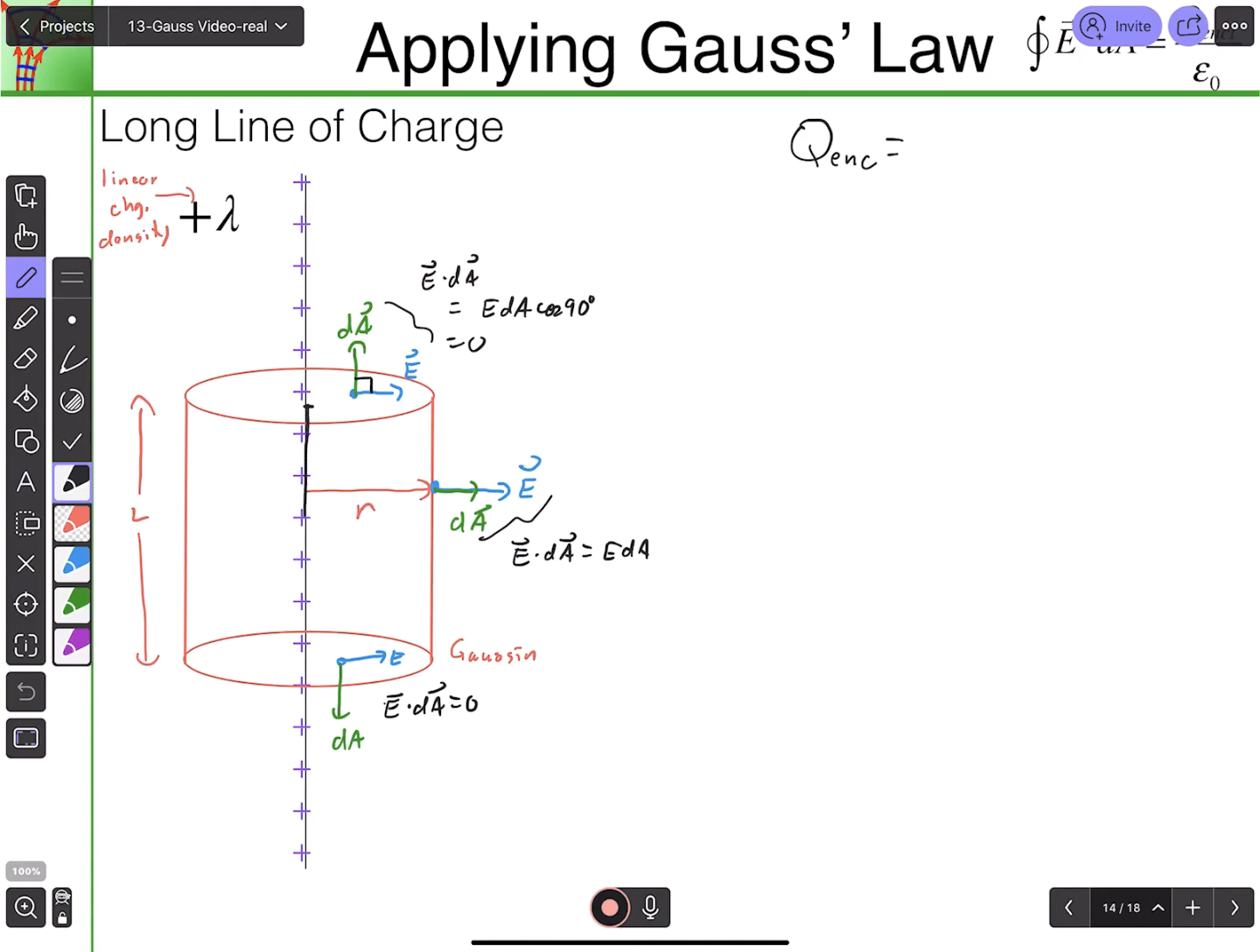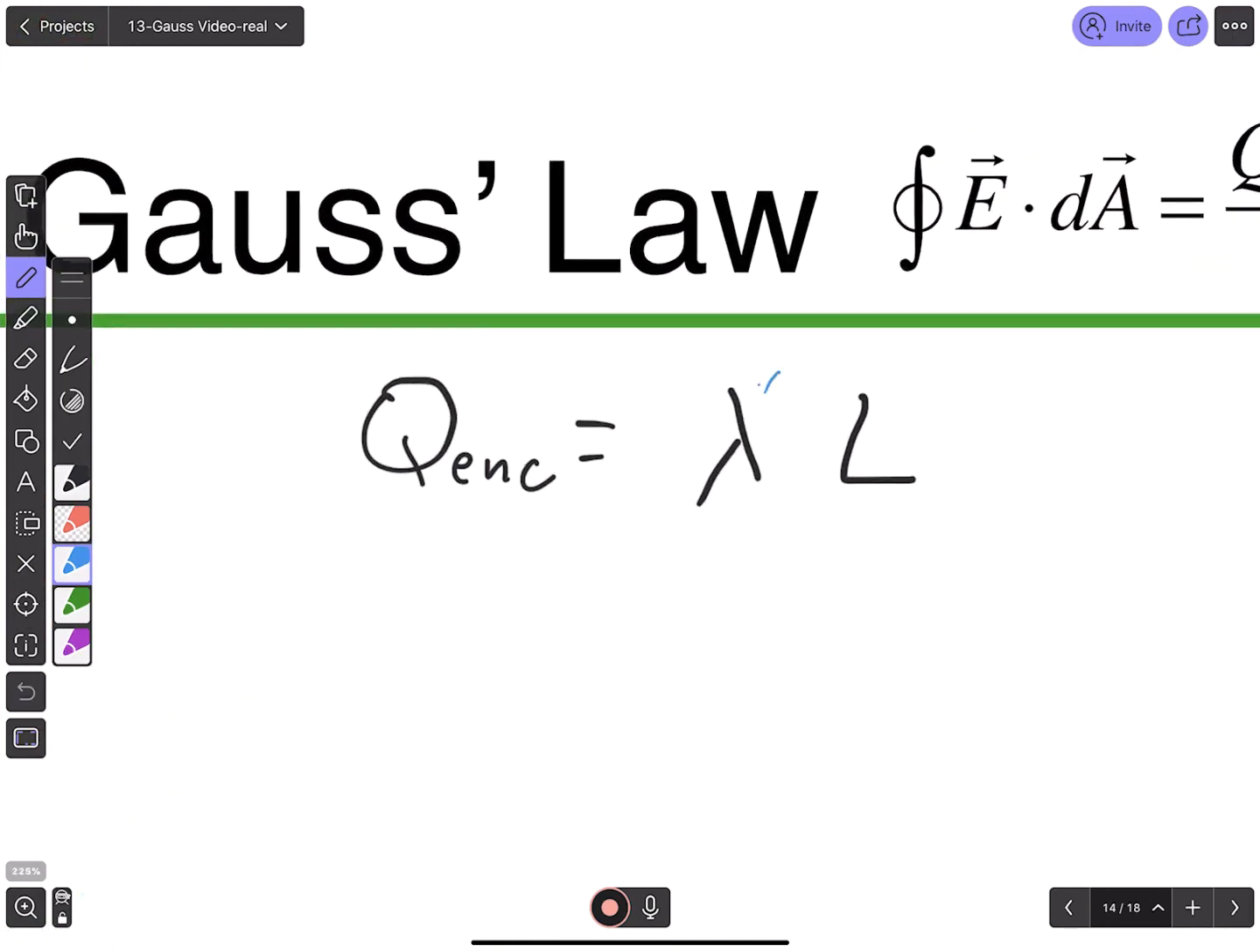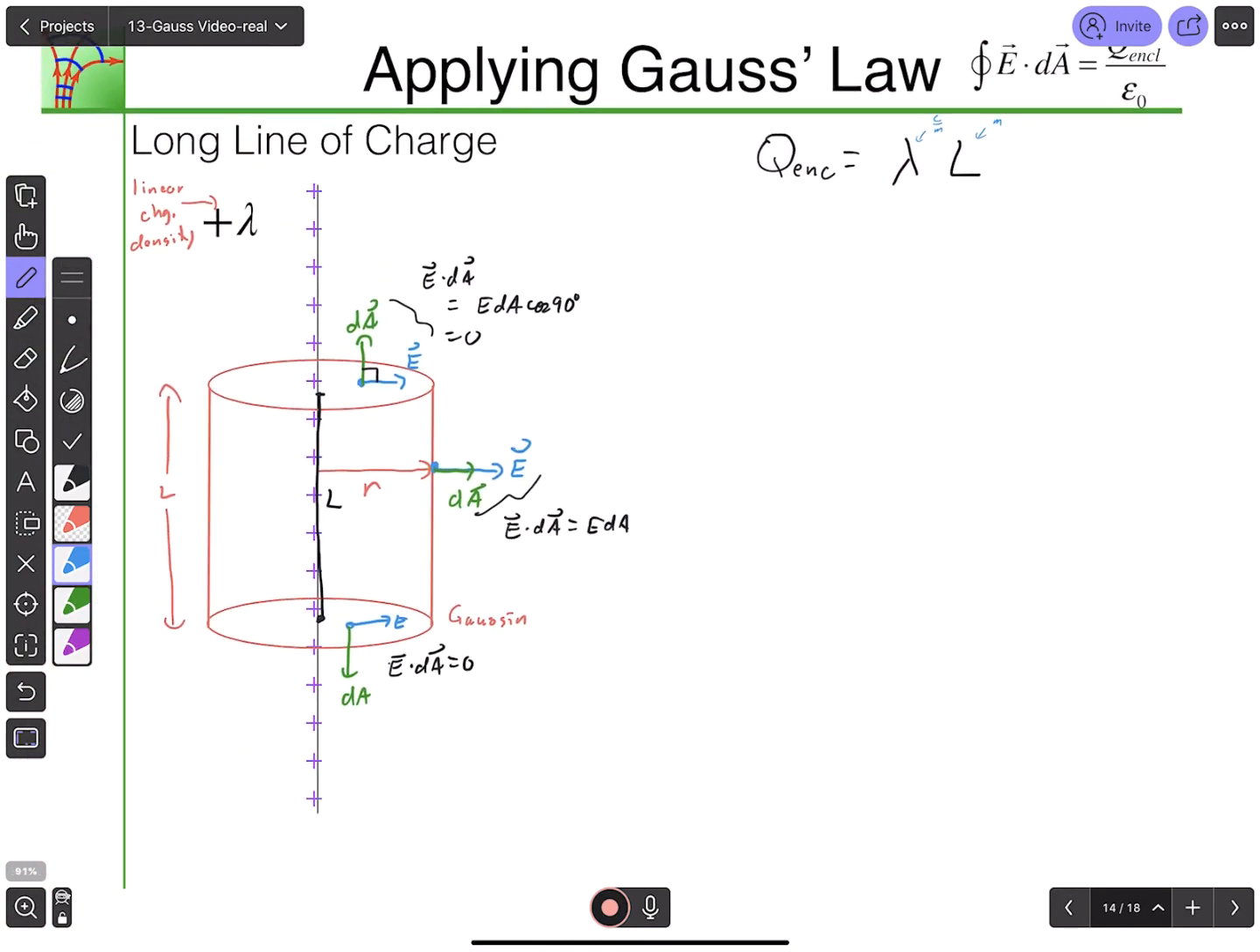So let's see, we need the charge from here to here, right? Along the line that is inside our Gaussian surface. This has a length of L, and the amount of charge per unit length is lambda. So Q enclosed will be lambda, charge per unit length, times L. Keep in mind that lambda is in coulombs per meter, and L is in meters. So when you multiply them together, you get the amount of charge that is inside.